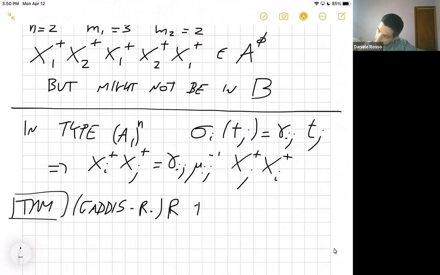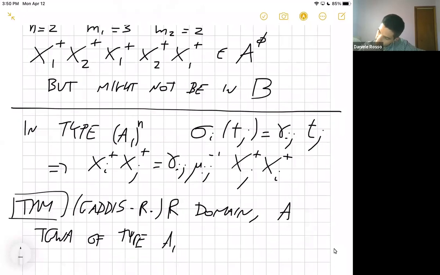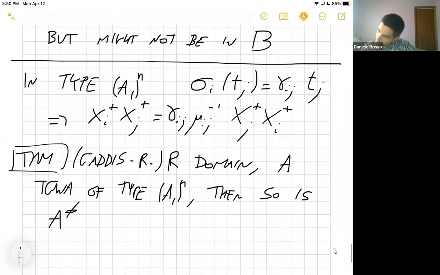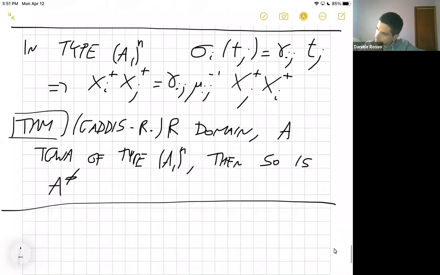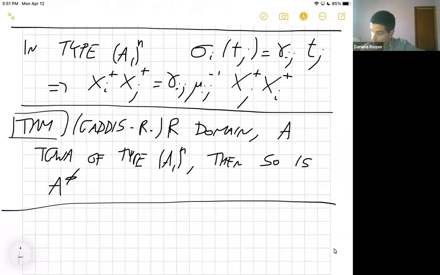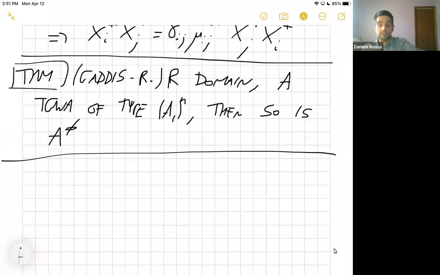As long as R is a domain, so if the base ring R is a domain and A is a TGWA of type A1 to the n, then so is A upper phi. Then this applies to all of the algebras that I mentioned previously that were all of type A1 to the n.